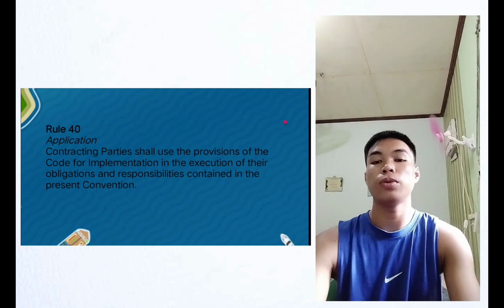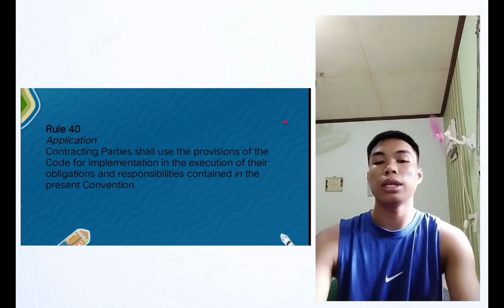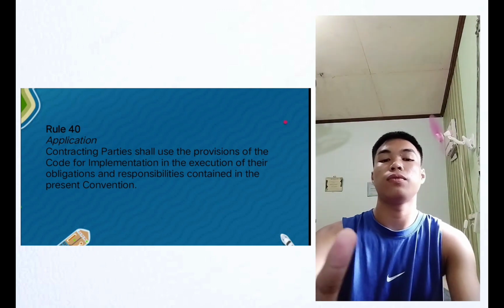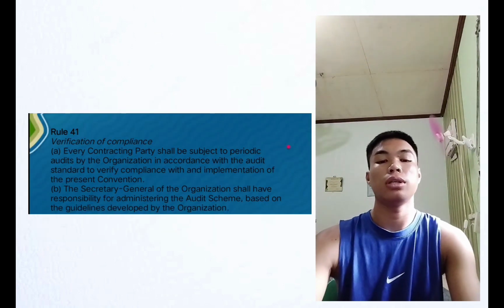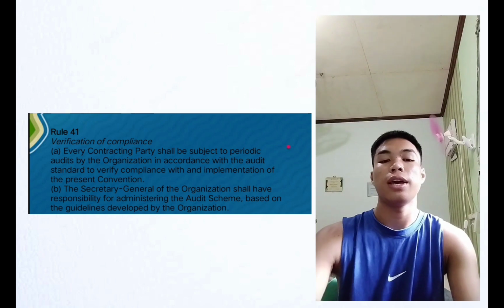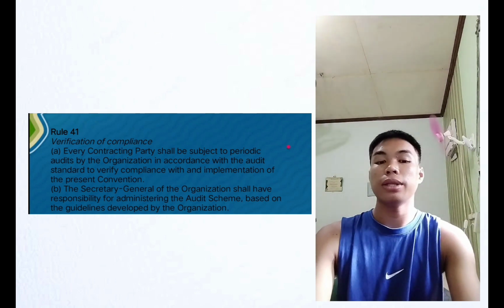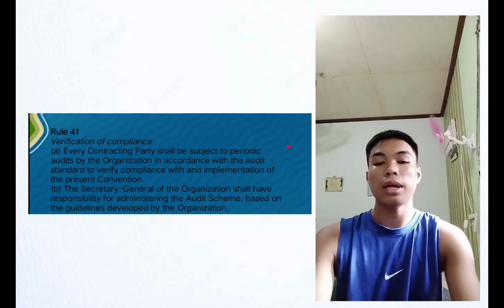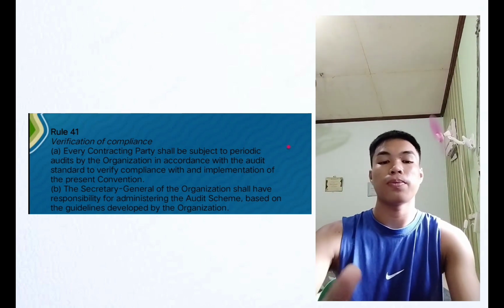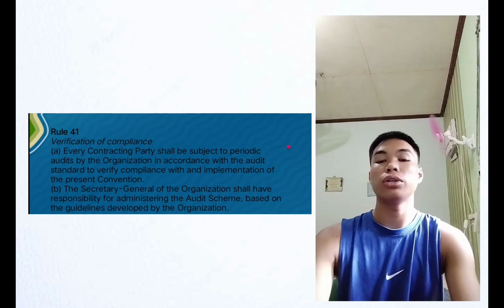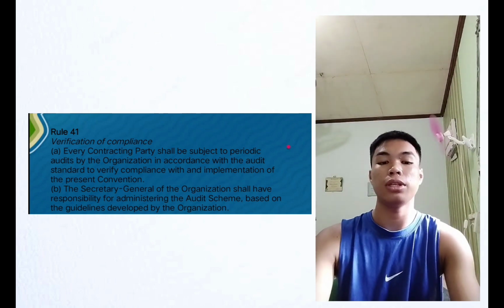Contracting parties shall use the provisions of the Code for Implementation in the execution of their obligations and responsibilities contained in the present convention. Rule number 41 is verification of compliance. Every contracting party shall be subject to periodic audits by the Organization in accordance with the audit standard to verify compliance with and implementation of the present convention. The Secretary-General of the Organization shall have responsibility for administering the audit scheme based on the guidelines developed by the Organization.